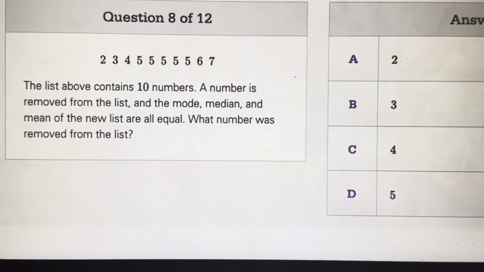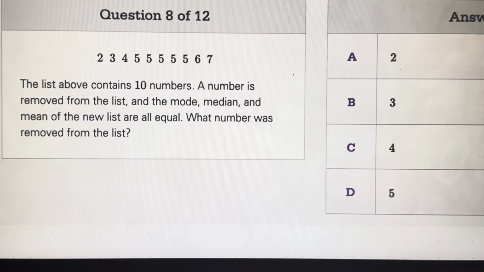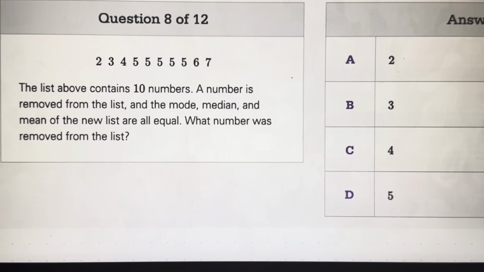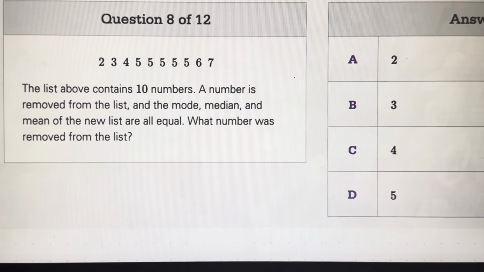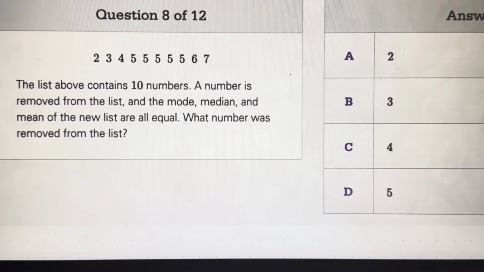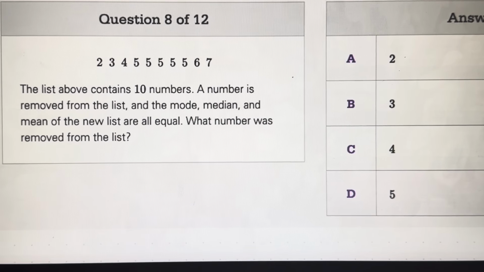What was the number? I was just reading the question. They said a number is removed from the list, and then when that number is removed, the mode, the median, and the mean are all equal. Look at the answer choices, because we're just going to test the answer choices here.